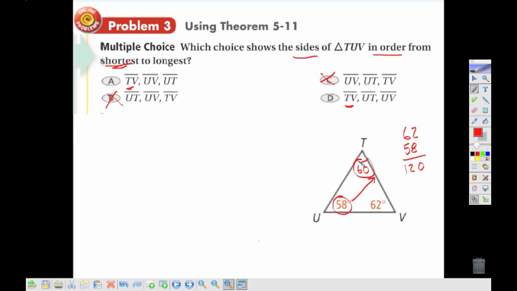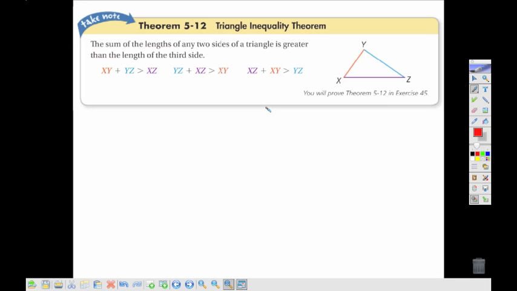Next, our second largest angle would be T, which means our second largest side is UV, and then our largest, across from the largest angle, would be UT. That leaves us with A as our answer. The last theorem is the triangle inequality theorem.